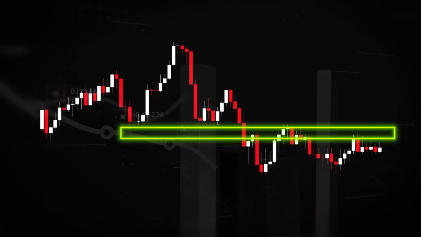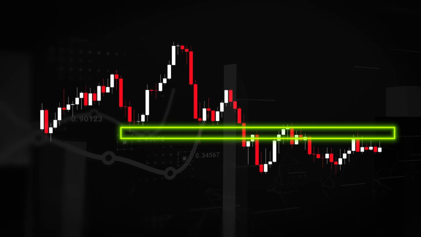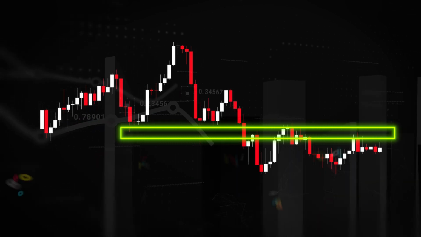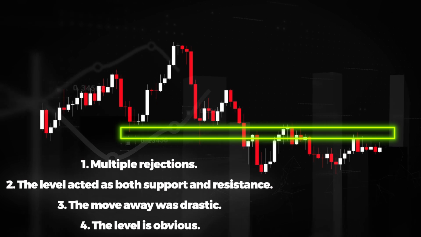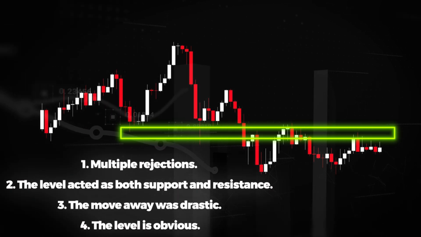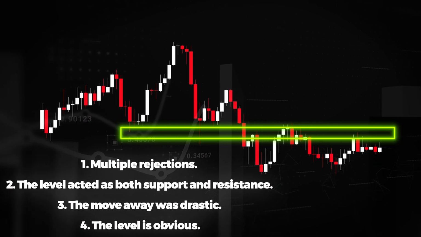This is a very key level because it encompasses a lot of the criteria we like to see. The more traits a level has, the better. This level satisfies 1. Multiple rejections. 2. The level acted as both support and resistance. 3. The move away was drastic. 4. The level is obvious.